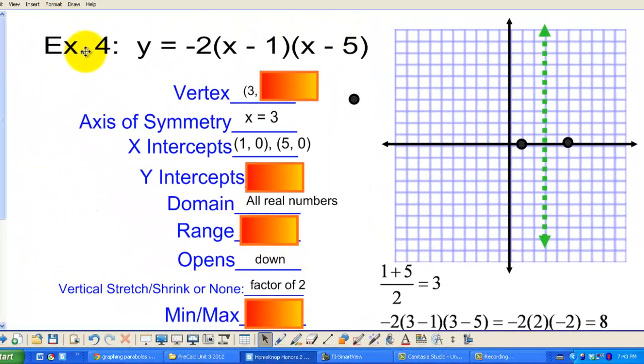So my vertex is 3, 8, and let's plot that. And that should make sense. The vertex had to be above the x-axis because we know that this is a downward-facing parabola.